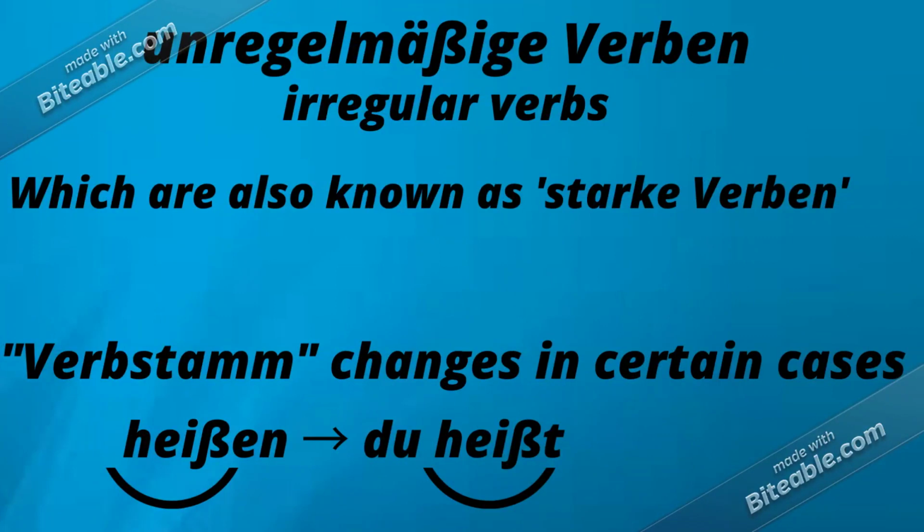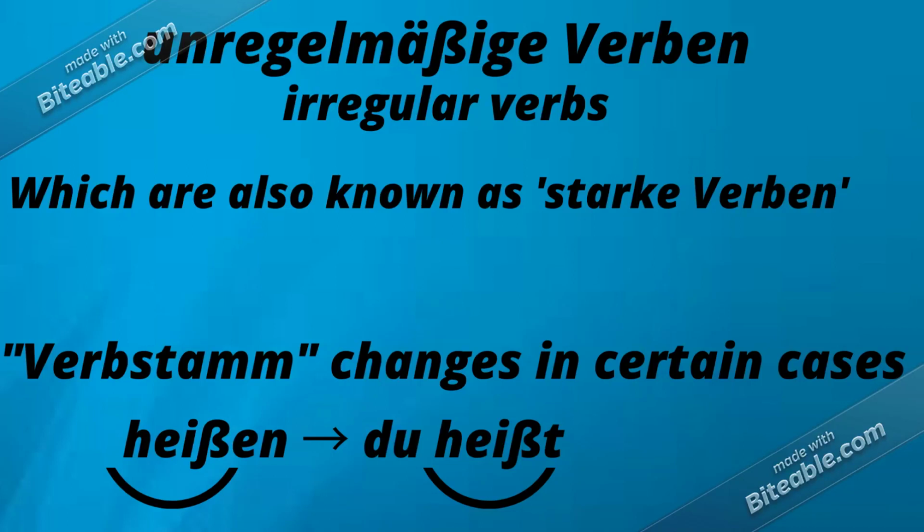Now let's learn about unregelmäßige Verben. That means irregular verbs, which are also known as starke Verben, that means strong verbs. In these verbs, the verb stem can be changed in certain cases. Let's take the verb heißen. The verb stem is heiß and the ending of the infinitive verb is en.